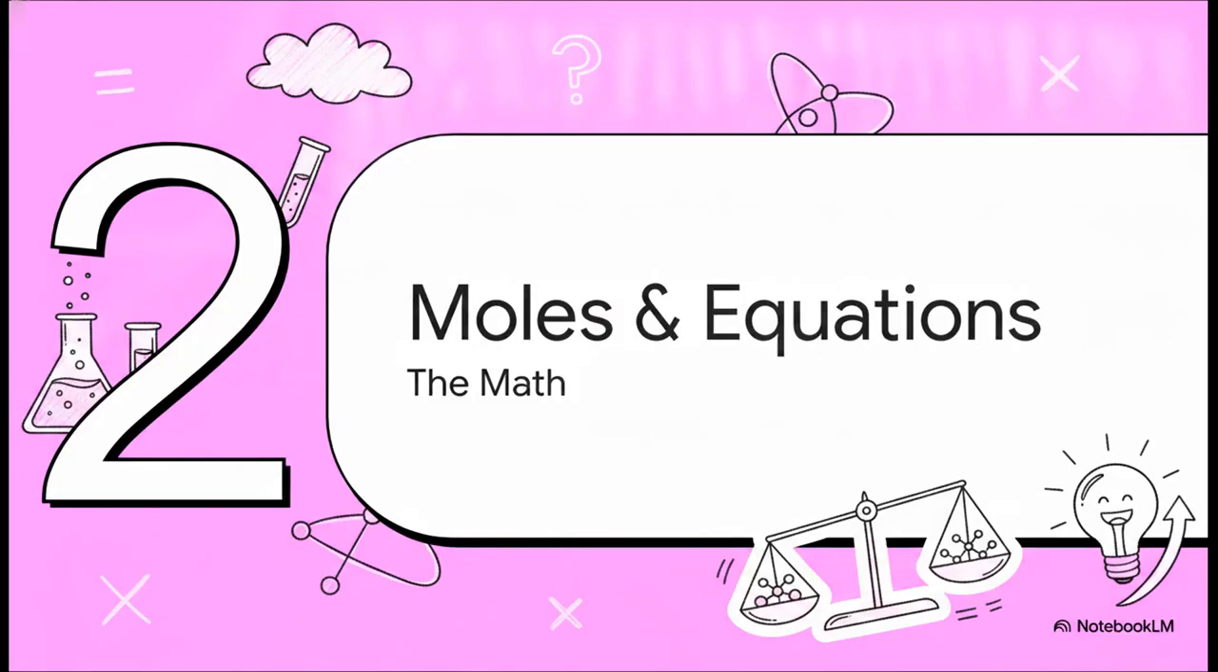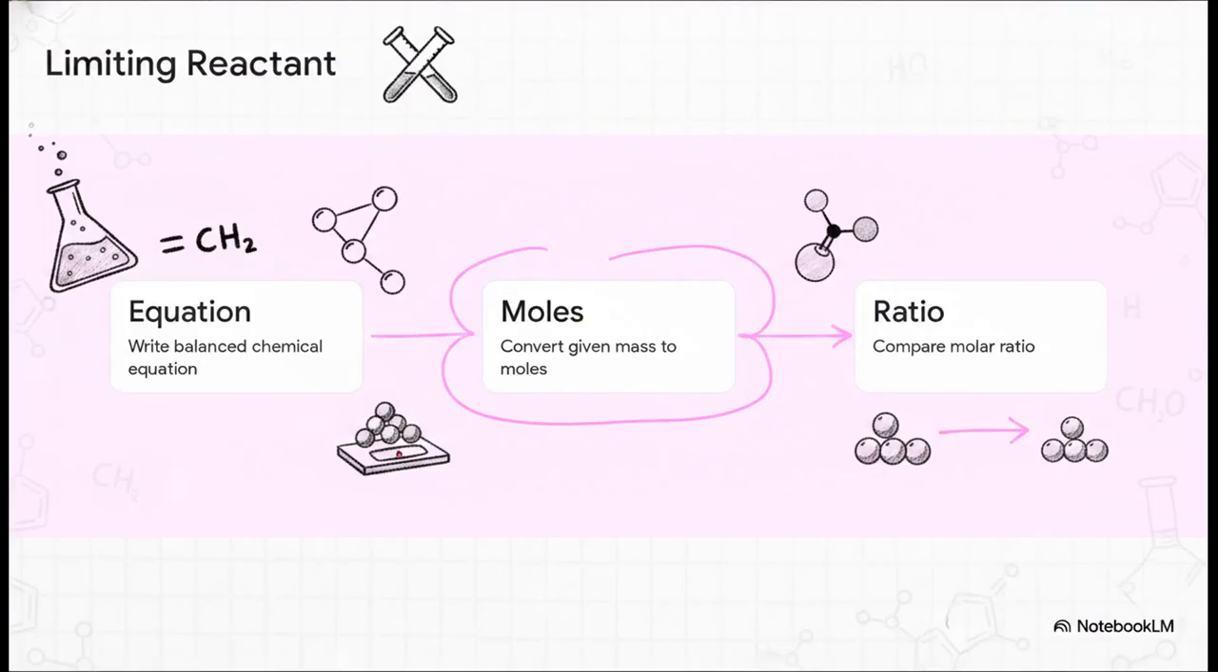Moving right along to Module 2, conquering moles and equations. This math is the biggest hurdle where students usually drop marks, but I promise you, it's really just a set of rules. The absolute best piece of advice I can give you here is don't let massive blocks of text in a word problem freak you out. Just offload the math by following 3 foolproof steps every single time you hit a mass calculation. Step 1, write down your balanced equation. Step 2, convert your given masses into moles. And step 3, compare the molar ratio to see which reactant runs out first. Boom, that is your limiting reactant.